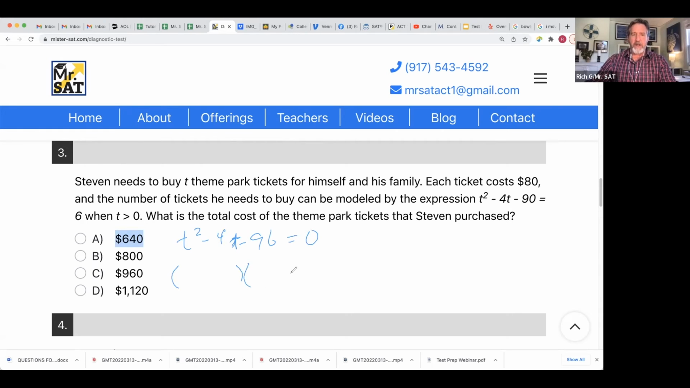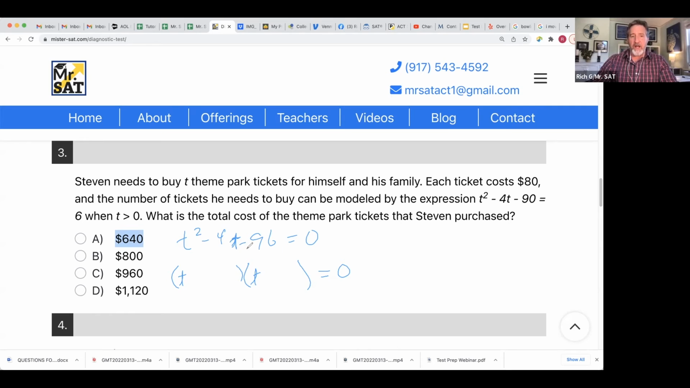So I'm going to put my parentheses up. We know it equals 0. Let's use what we learned with FOIL to go in reverse. What two first terms would I put here that would equal t squared? That's easy. It would be t and t, because t times t is t squared. That's checked. Now I jump to the last term. What two numbers multiplied together would give me 96?